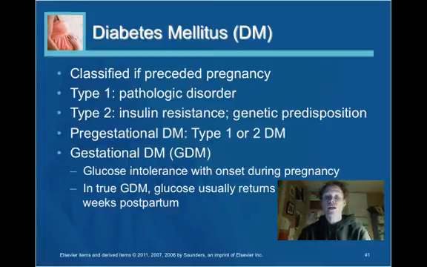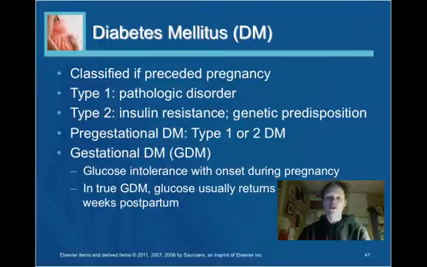Type 1 is a pathologic disorder, as we've talked about in previous classes, where the islet cells in the pancreas are destroyed for some reason. Sometimes it's virally related, but this is an autoimmune disease in which the body attacks itself. Type 2 is insulin resistance.